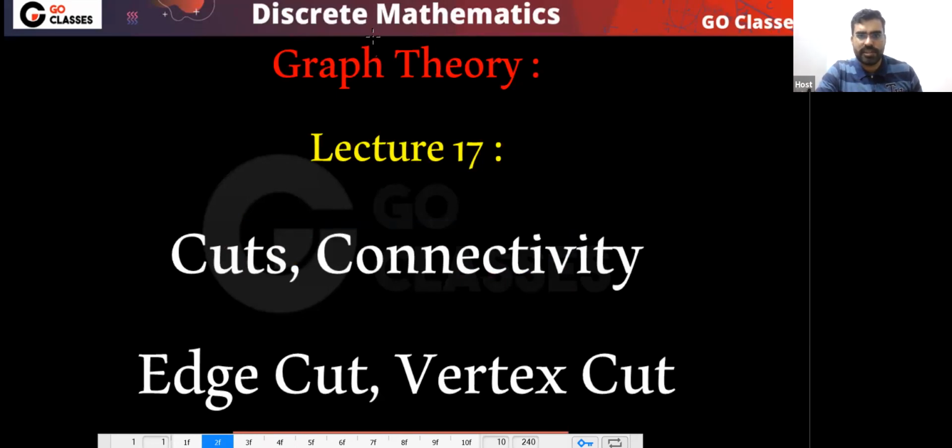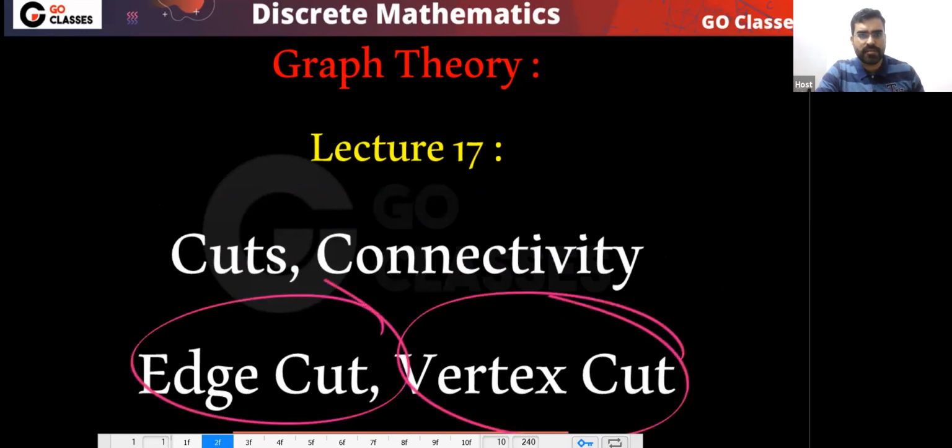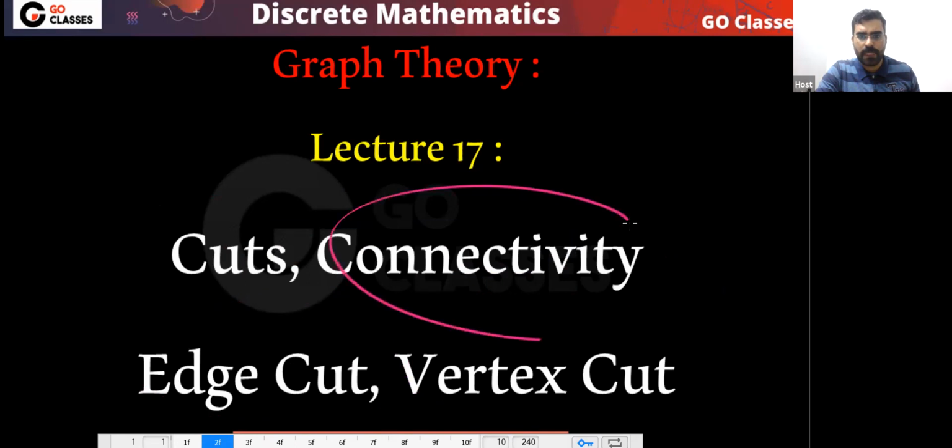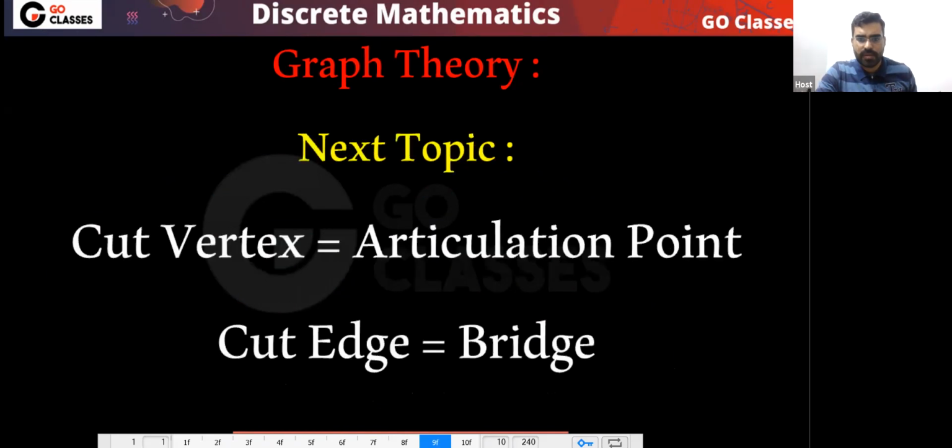In this lecture, we will study cuts and connectivity. Like what is a vertex cut, what is an edge cut, what is the connectivity number, what is a cut vertex, what is a cut edge. So basically, all these concepts we will study. Okay, so let's start. The first topic is the cut vertex, which I can also call an articulation point. Another concept is the cut edge, which you can call a bridge.